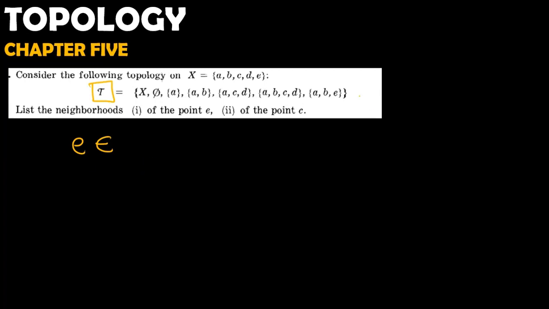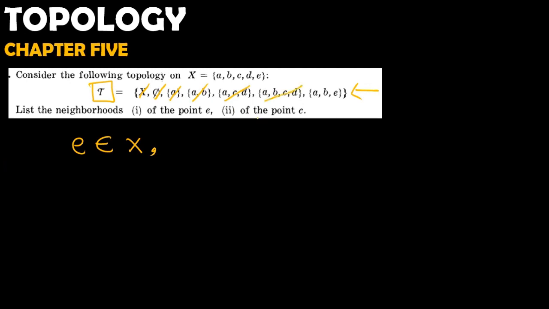So the open sets containing E are here. Among the open sets in tau, we have X, which contains E, because X is the set containing all the elements. The empty set phi does not contain E. Set A also does not contain E. Set AB also does not contain E. Set ABCD also does not contain the point E.